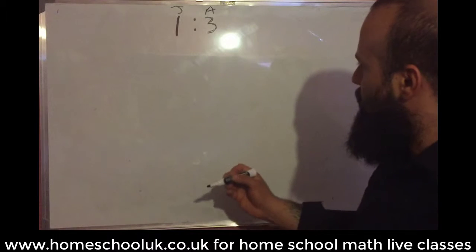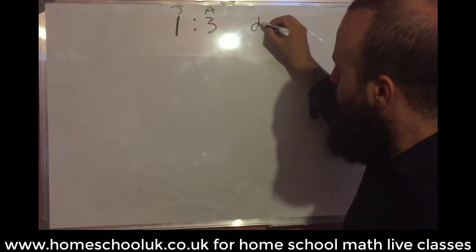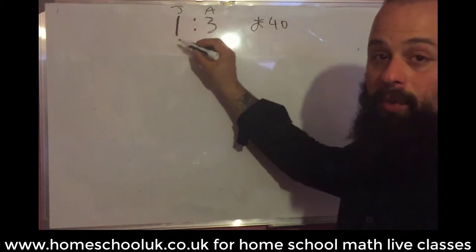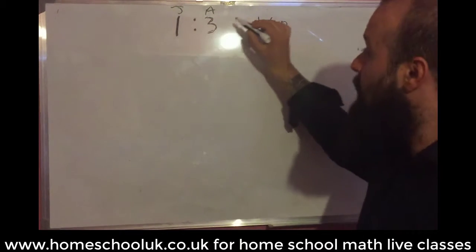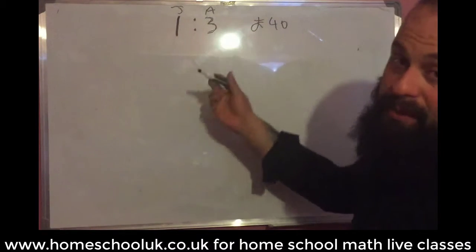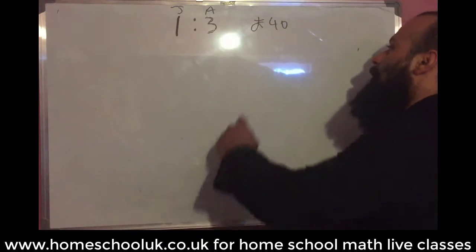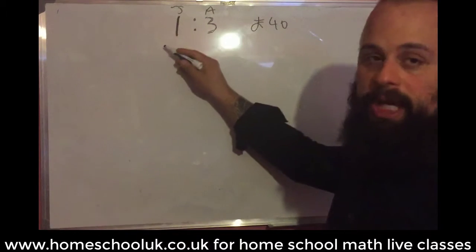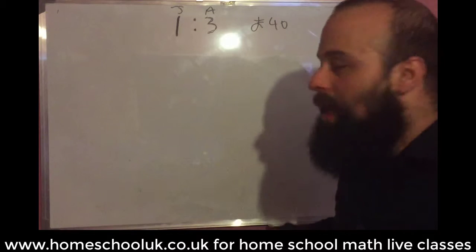So if I had, for example, let's take £40. For every pound Jake gets, Anna gets £3. She gets 3 times more, basically. Now I want to split this £40 into sections. So how much will Jake get? How much will Anna get?